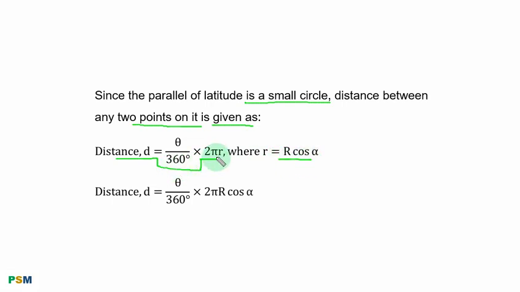You replace the radius of the parallel of latitude by this formula, and you have the distance in this form. So for any small circle, the distance between any 2 points on it is obtained using this formula, where theta is the angle for longitude, alpha is the angle for latitude, and capital R is the radius of the earth.